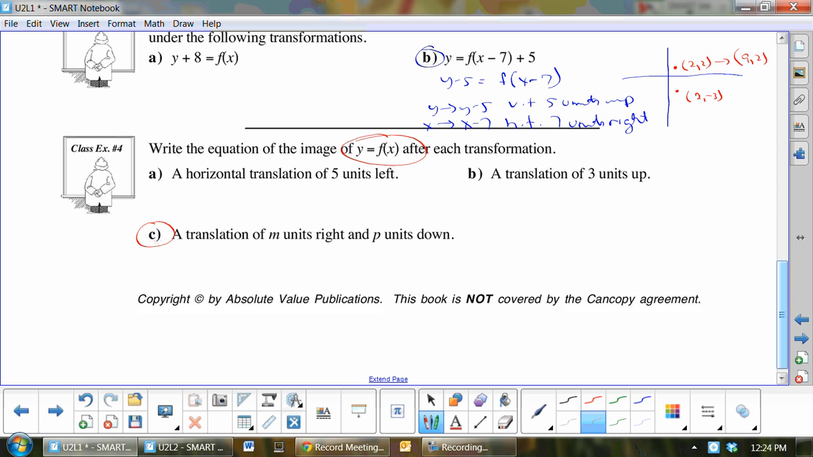Okay, let's do C. So if I had y equals f of x, what would a translation of m units right and p units down look like? First of all, give me the replacements. Okay, so y turns to y plus p. We got this one, units right, so what would be another replacement? Just x. So what would the equation look like? y plus p, right? Or y equals f of x minus m, minus p, right? You could bring that p to the other side.